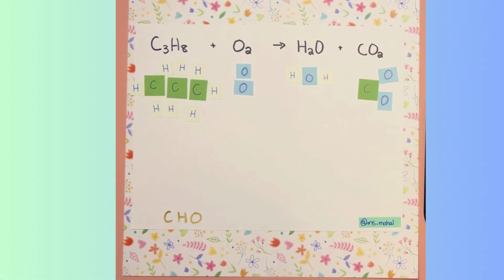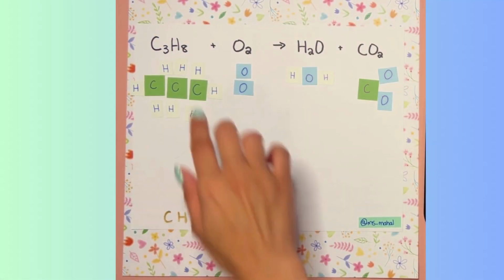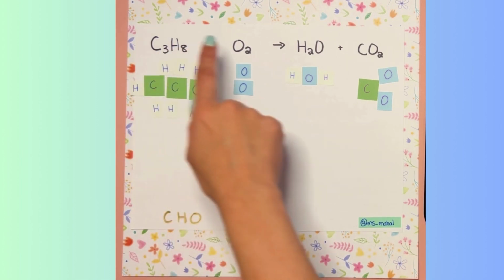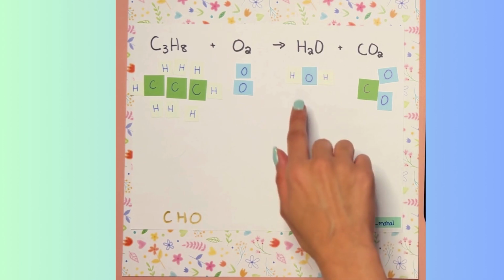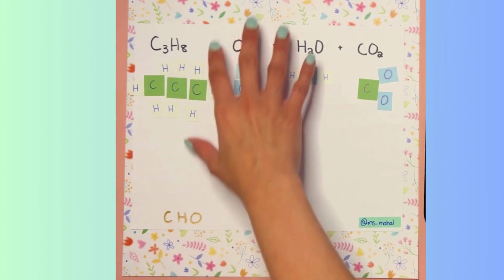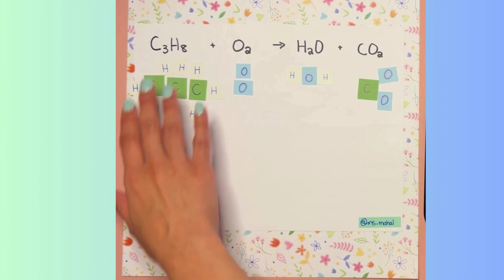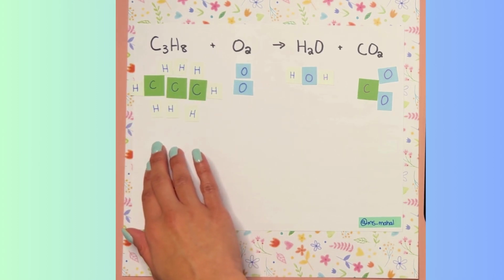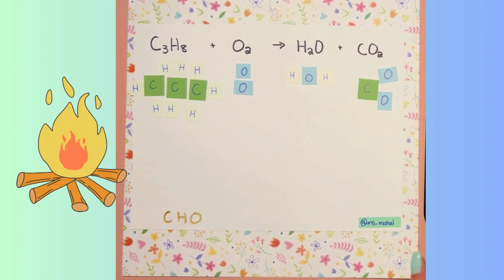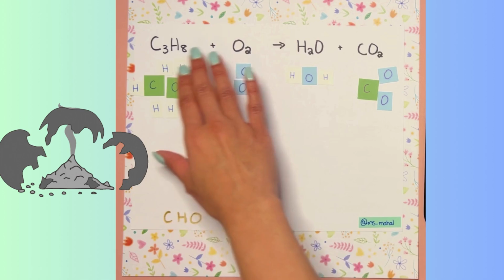Okay, let's look at our second example. So what I have here is a hydrocarbon, so hydrogen and carbon combined together with oxygen to make water and carbon dioxide. With this, anytime you see this sort of combination, so a certain number of hydrogens and carbons together with 2 oxygens, that's going to be a combustion reaction. We are burning propane here.